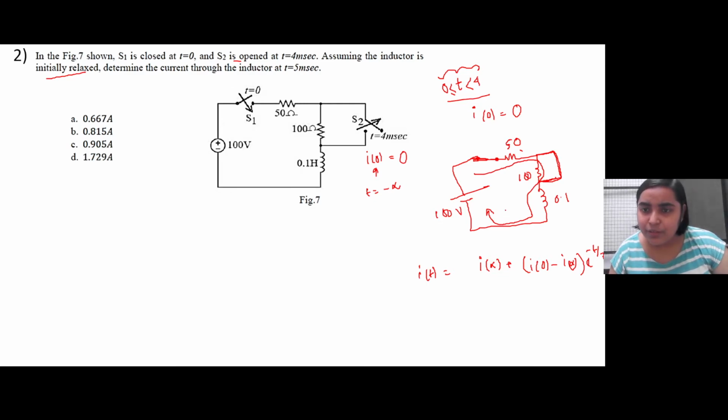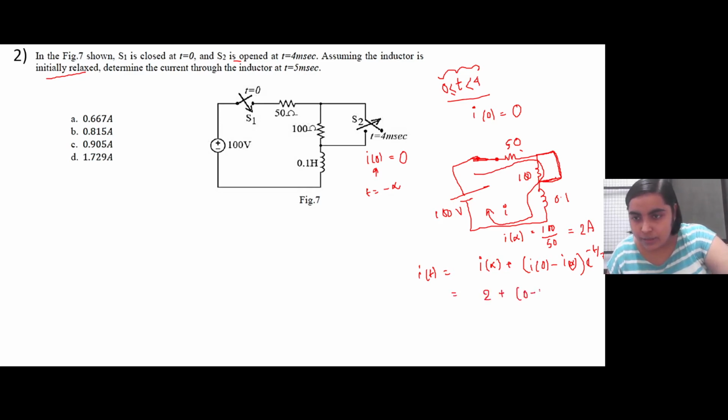So the current flowing here at time t equal to infinity will be 100 by 50, 2 ampere, right? So it will be 2 plus 0 minus 2 e to the power minus t by tau.